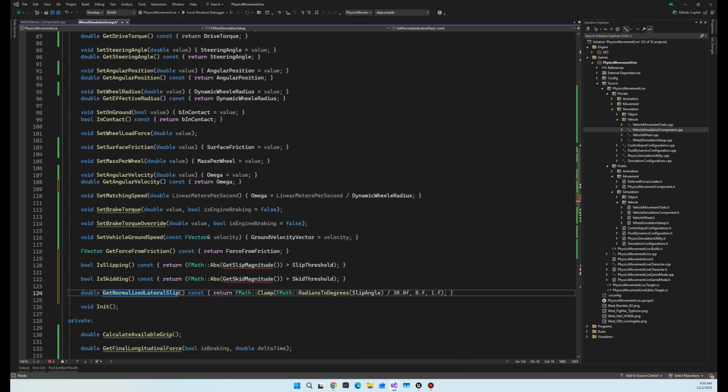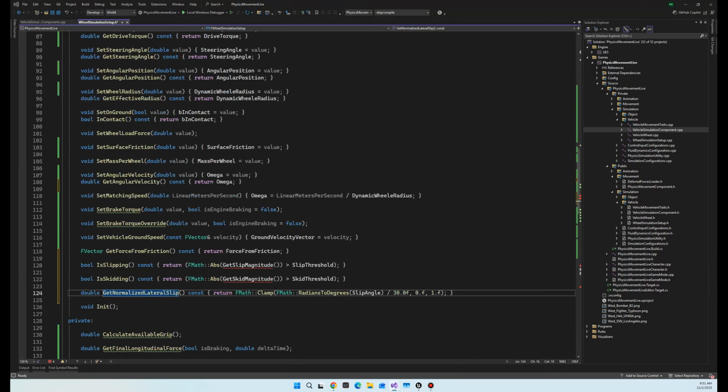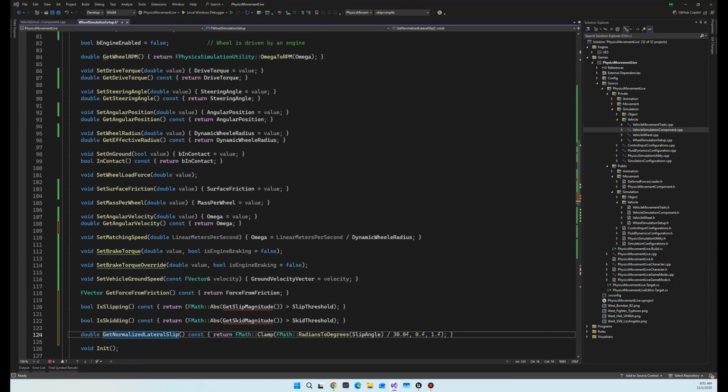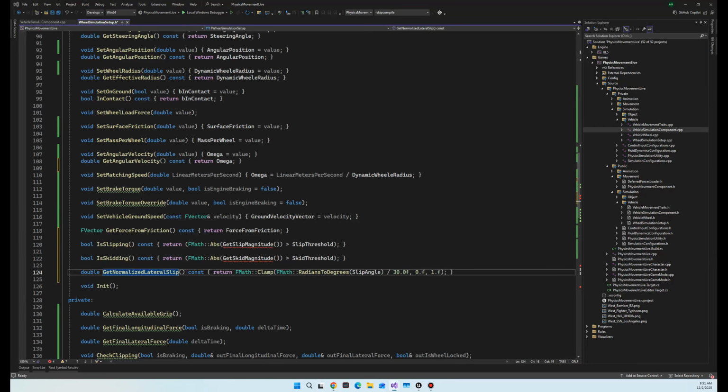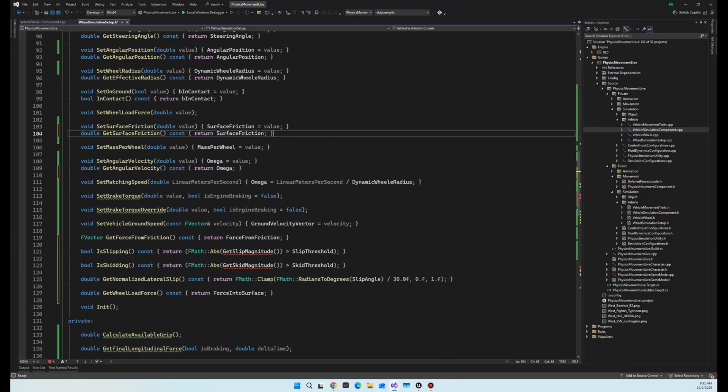Get wheel load friction. Do I have a load friction? Probably not. So let's just go get that. This is force into surface. Do I have anything already for that? Nope. Just put that there. And I do have a get surface friction. We have a set surface friction here, so I'm just going to group these two together. So we have set surface friction and get surface friction.